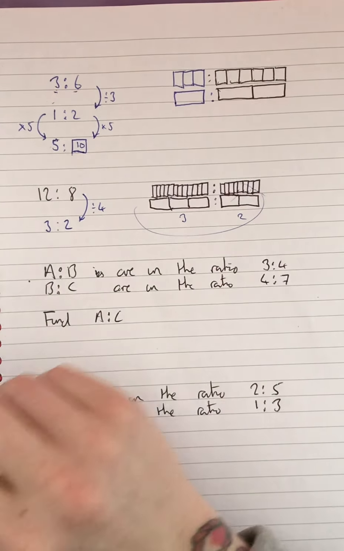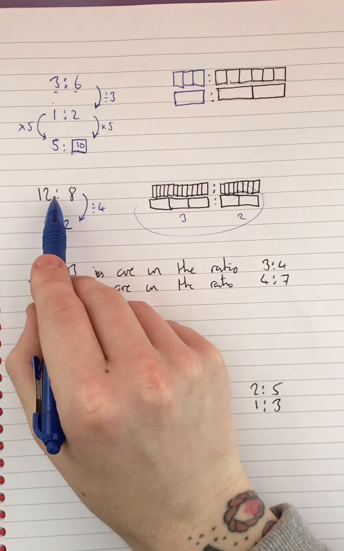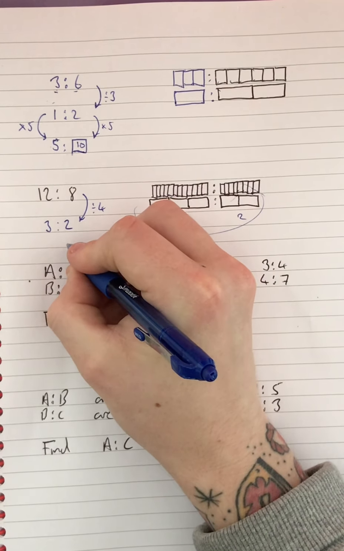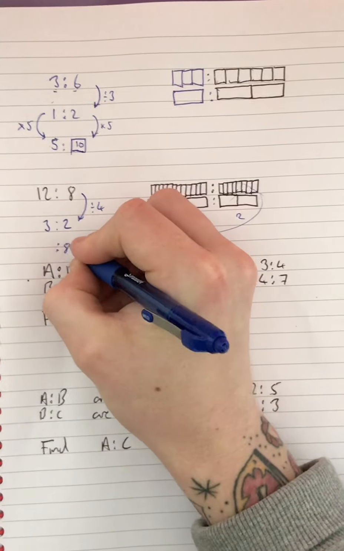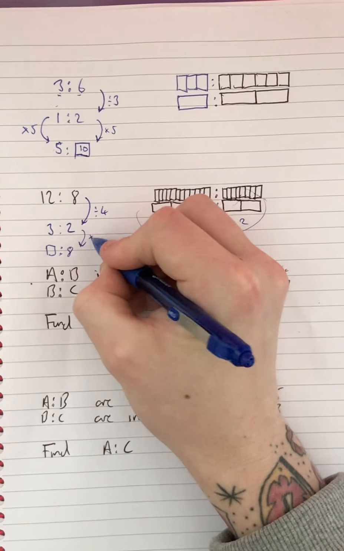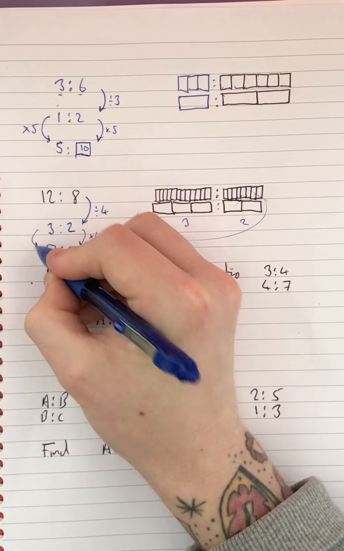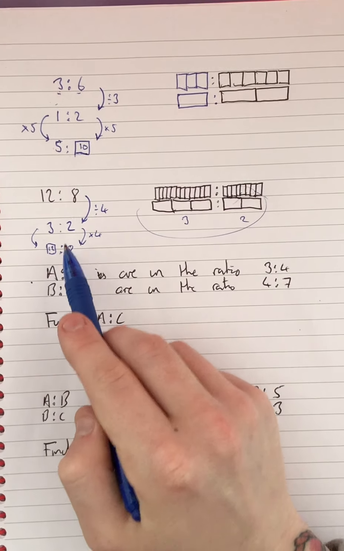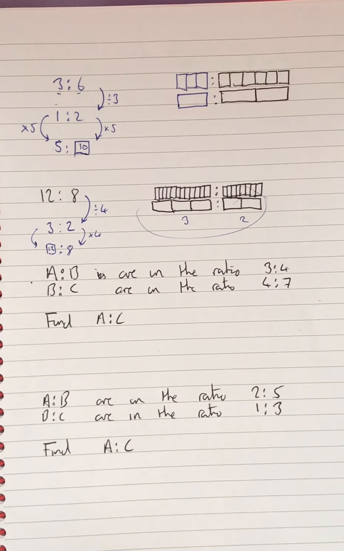Another one we could do here is we could say, well, 3 to 2, how could we get to having 8 there? And what would have to go there? Well, this time we'd have to times by 4, which would give us 12. And we know that that's an equivalent ratio because that's the ratio we started with.